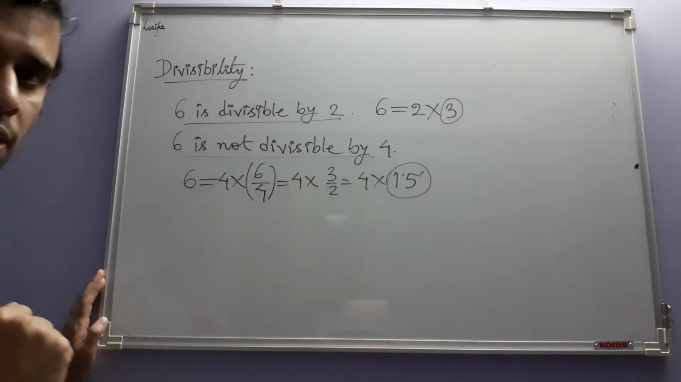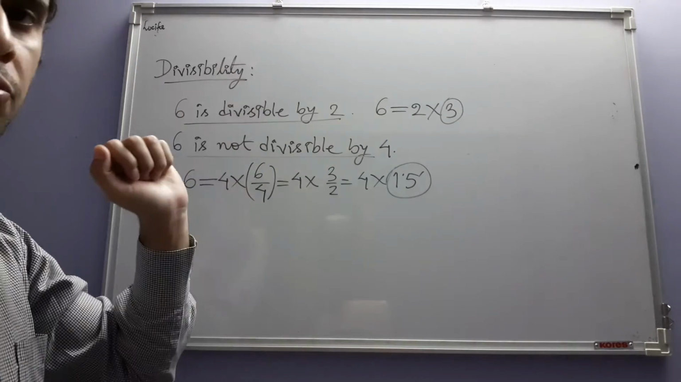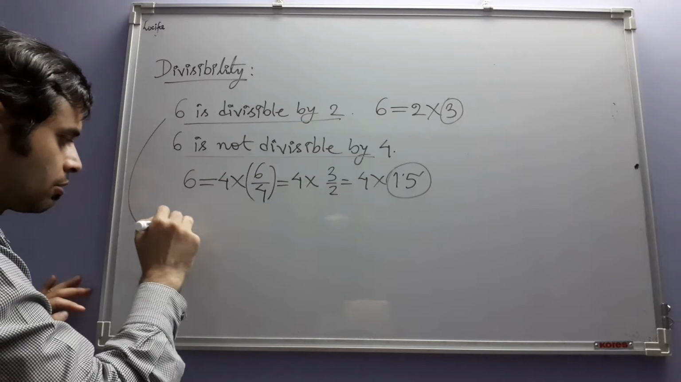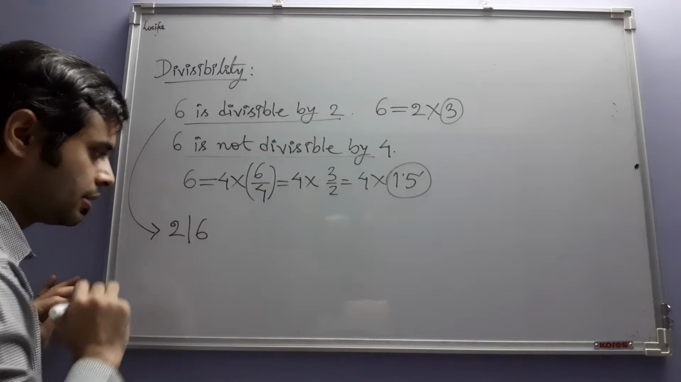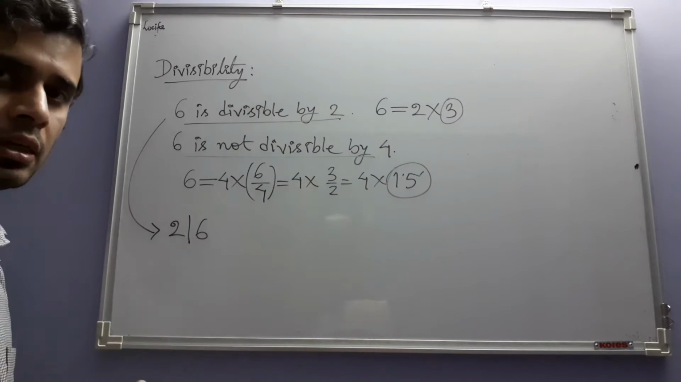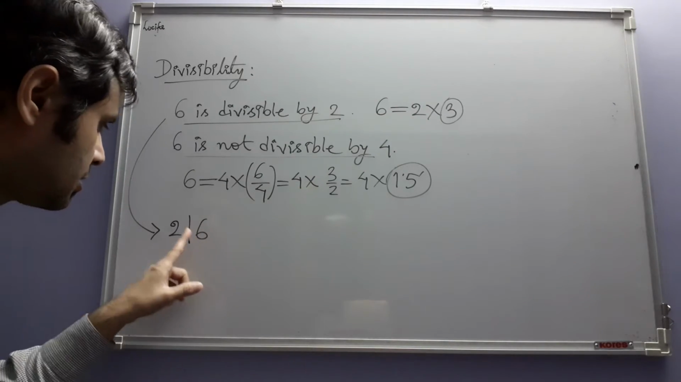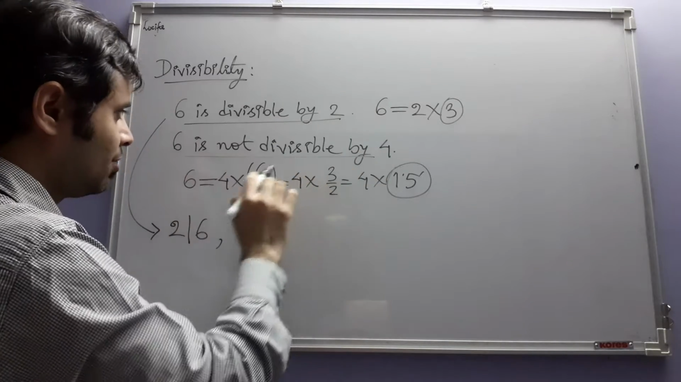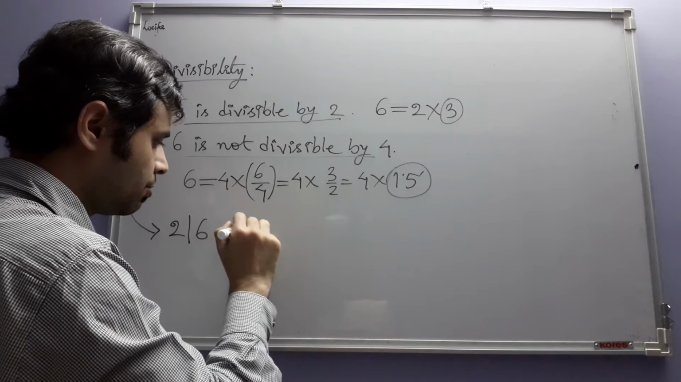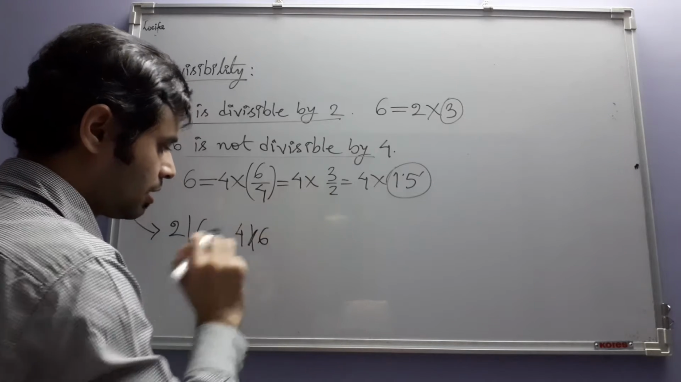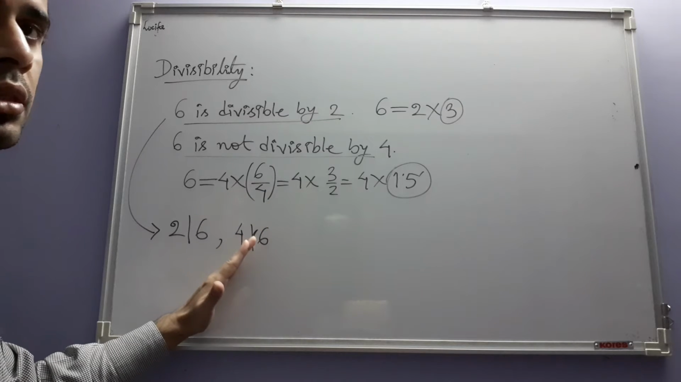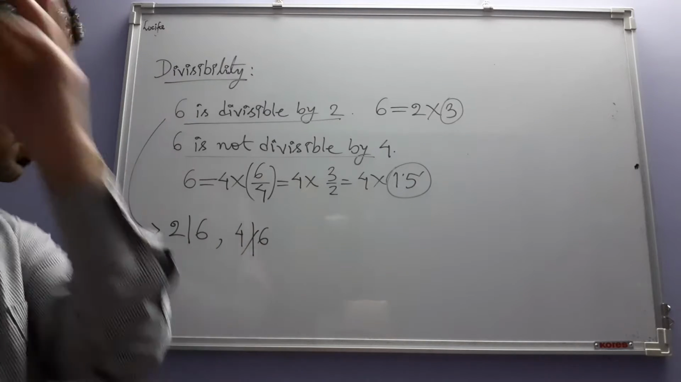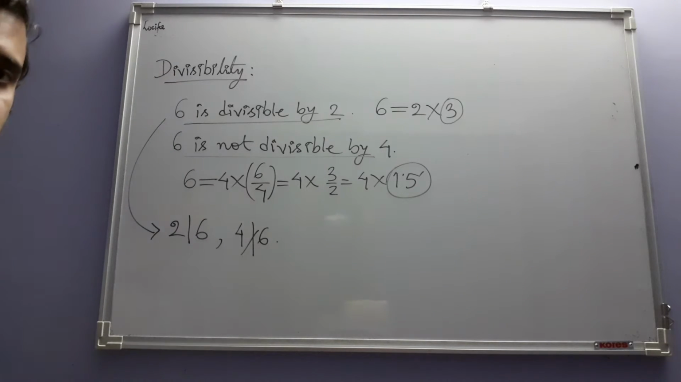Now there is a symbol in number theory to denote this fact. Instead of writing this, we write a symbol like this: 2, a vertical bar, then 6. It means 2 divides 6. In other words, 6 is divisible by 2. In the same vein, 4 does not divide 6, or 6 is not divisible by 4, is denoted like this. You strike the bar out. It means 4 does not divide 6.